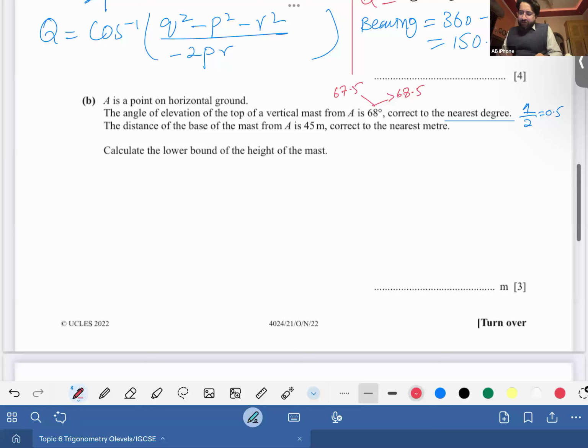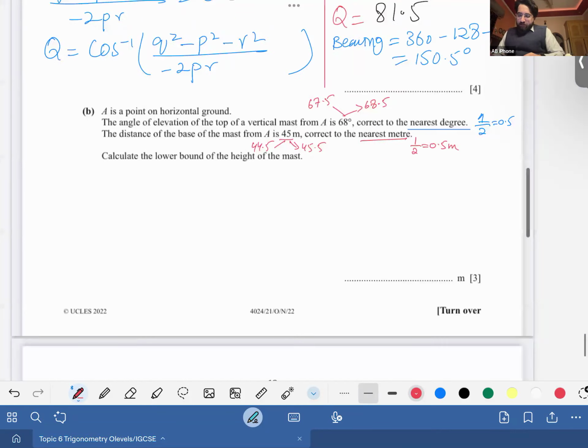The distance of the base of the mast from A is 45 meters, correct to the nearest meter. So 1 meter error. 1 by 2 is 0.5 meter. So it would be 45.5 and 44.5. Beta, this is worth one mark. Even if you only write these values, you will get 1 mark.